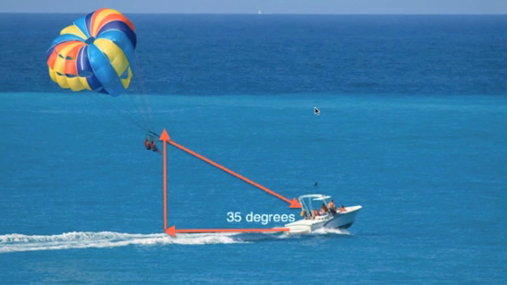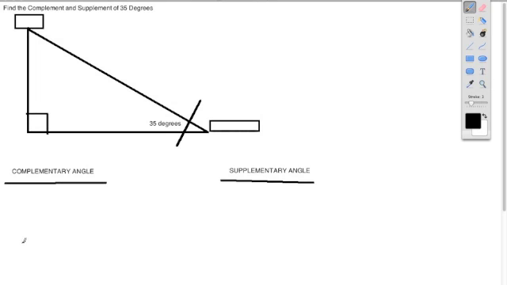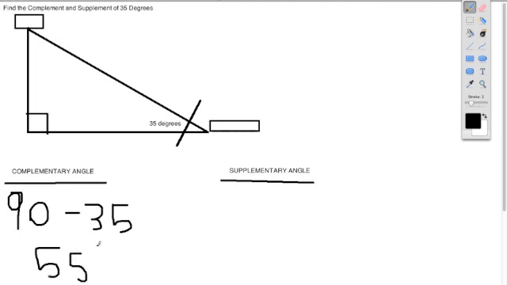If the angle recorded between the boat and the parasail is 35 degrees, what is the complement and supplement of that angle? A complementary angle is any angle that makes another angle add up to 90 degrees. So to find this, we have to subtract 35 from 90. And when we do this, we end up with 55 degrees. And that is our complementary angle.